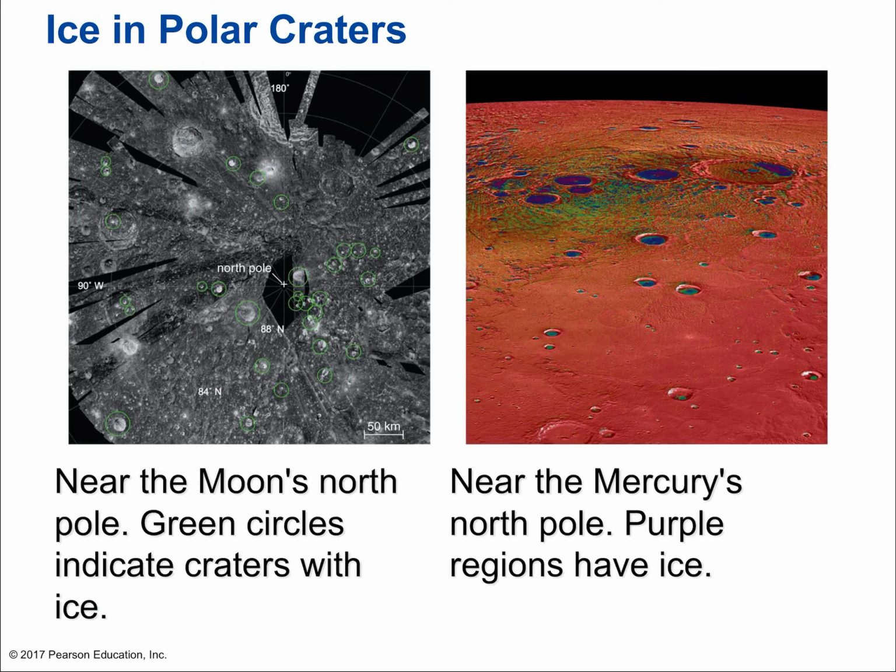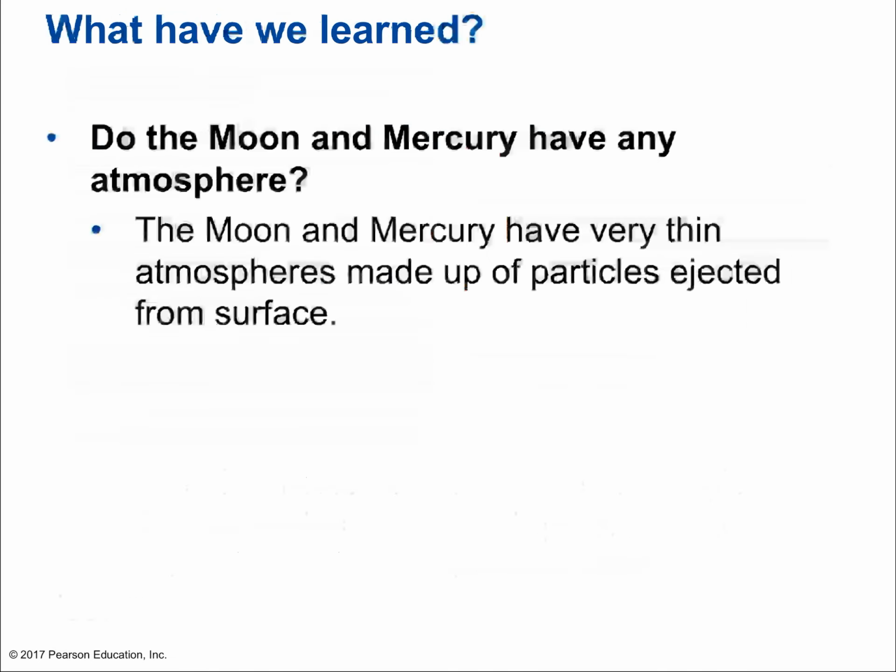All right. So what about ice in polar craters? Near the moon's north pole, the green circles indicate craters with ice. So there is frozen water on the moon, at the moon's north pole. And near Mercury's north pole, purple regions have ice. So both planets, even Mercury being so close to the sun, do have frozen poles, where you can find frozen water. So what have we learned? Well, we've learned that the moon and Mercury have very thin atmospheres made up of particles ejected from the surface.